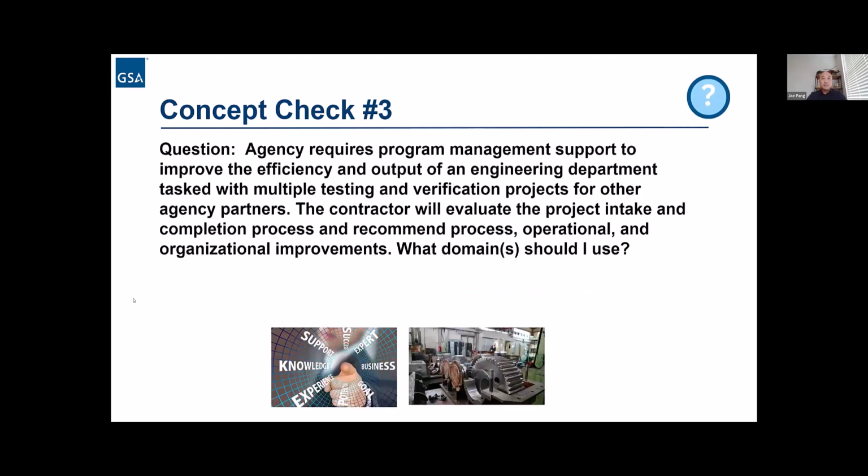All right, agency requires program management support to improve the efficiency and output of an engineering department tasked with multiple testing and verification projects for other agency partners. The contractor will evaluate the project intake and completion process and recommend process, operational, and organizational improvements. What domain do you think this should be?